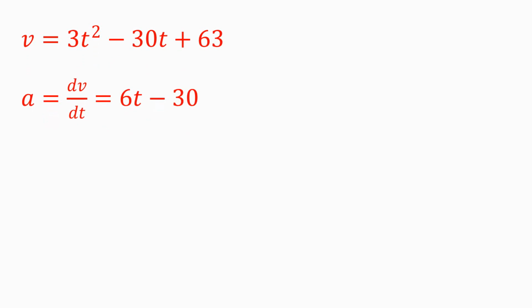Then we need to find the acceleration when t is equal to 5. So we substitute t with 5. It becomes 6 into 5 minus 30, which is 30 minus 30, hence 0. So acceleration at time t equals 5 was 0.